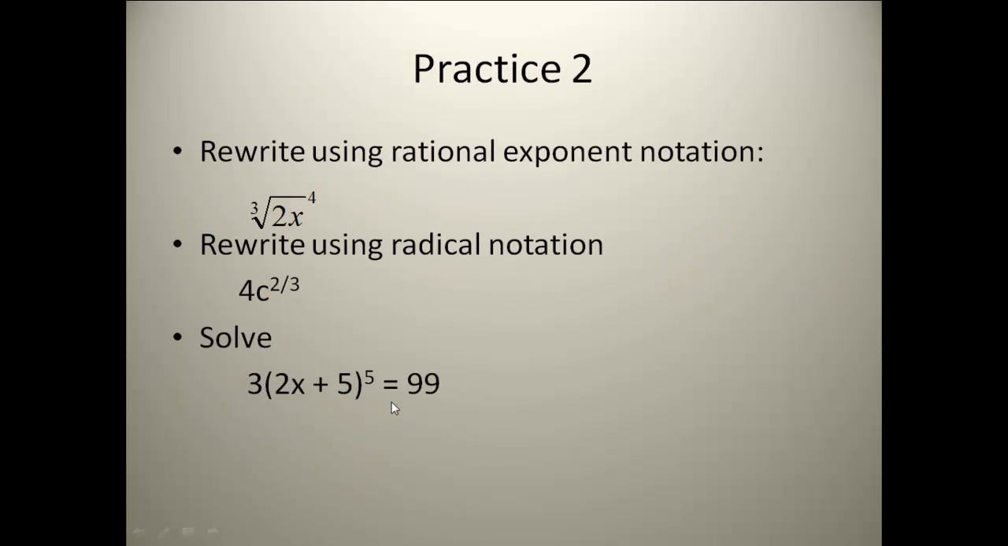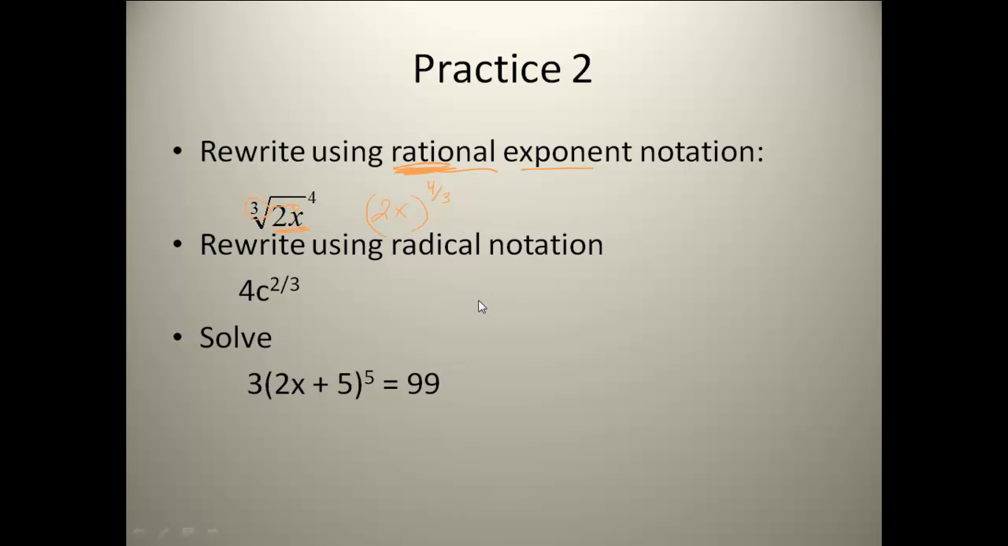Okay, here's our second practice. First one says to rewrite using rational exponent notation. So what that wants us to do is it wants to take this radical symbol and write it as a fractional exponent. So for this one, the 3 is going to slide over and become the denominator of my fraction. Now since the entire part of 2x is under the radical sign, I have to put it in parentheses. So I'm going to end up with that quantity 2x, and we're going to raise that to the 4/3 power.